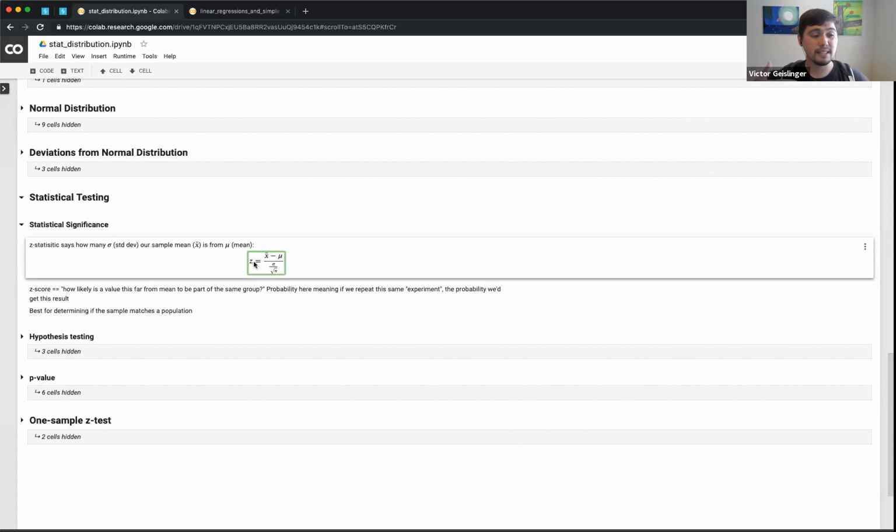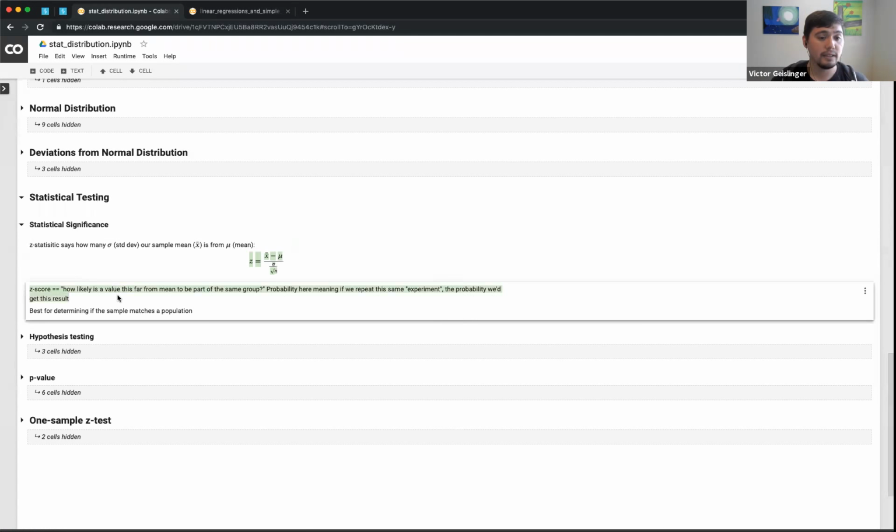This allows us to compare different distributions. If you take a sample of something, you can say how likely this value is to be part of the same group of the population. If your sample mean is very far away from the population mean, it's possible that this is actually something very special. What do I mean by that? Imagine you take all the first graders in the United States and ask who their favorite superhero character is, Batman or Superman.